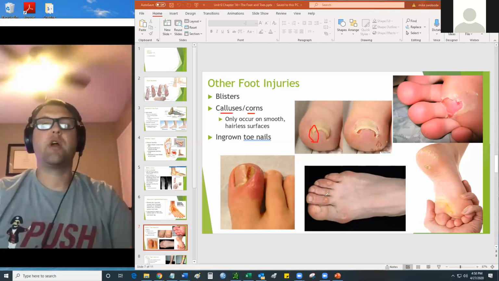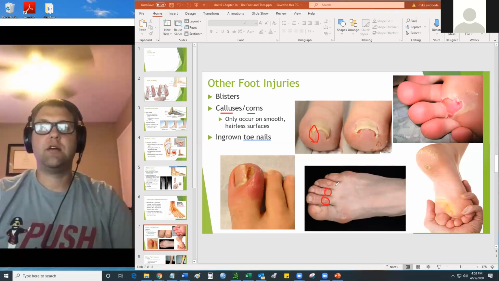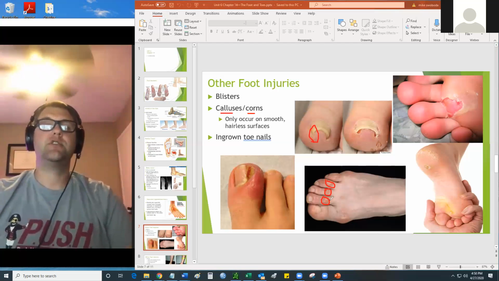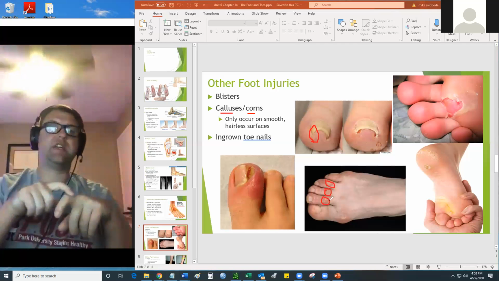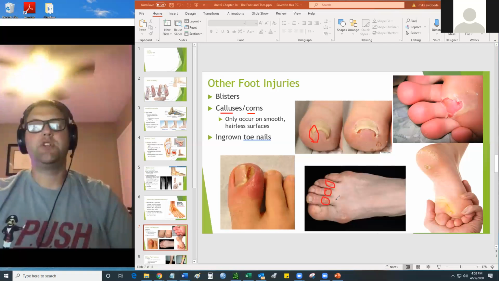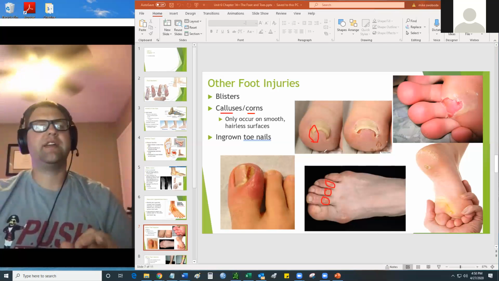A corn is right here. That is where you get friction from your toe onto your shoe. So you're getting repetitive friction against there and it forms a corn, which is almost like a callus, but on your toe.